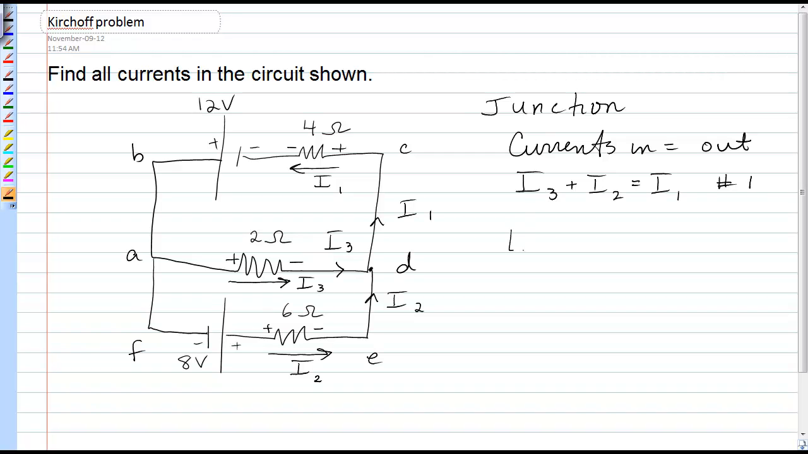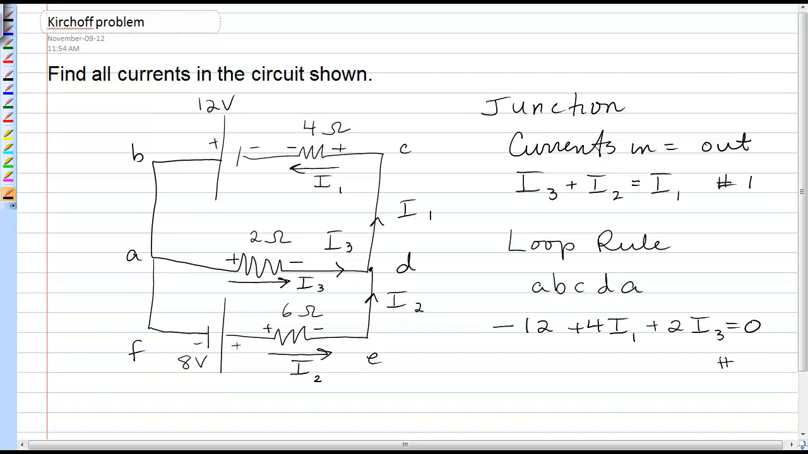So now we apply the loop rule, which says that the sum of all voltages around any closed loop must be 0. So I'm going to choose loop A, B, C, D, A. That's the upper loop, and I'm going to go clockwise around that loop. As I move from A to B, there's no change in voltage. I cross the 12-volt battery from plus to minus, so I end up on the negative side, so that's downhill, so it's negative 12. I'm going against current I1, so I'm going up a hill, so that's plus 4I1. Turn the corner, come around, and now I'm going against I3, so it would be plus 2I3 equals 0. I'll call that equation number 2.